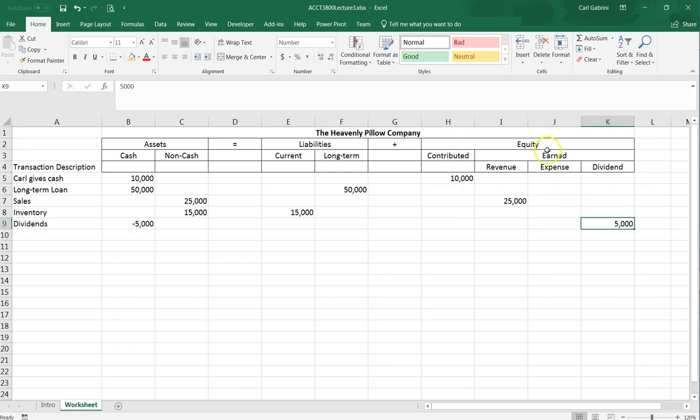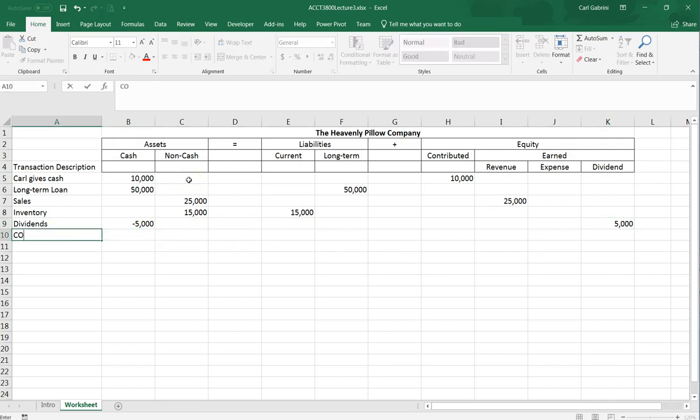So in terms of equity, what we have in equity is contributed capital of $10,000. We have revenues of $25,000, and then we have a dividend paid out of $5,000. Now we haven't recorded any expenses here. Technically, the sales here would have had some expenses associated with it in terms of the cost of goods sold. Okay, and so those would get recorded along with the sale. It would reduce inventory. And we can actually add that if we want to.